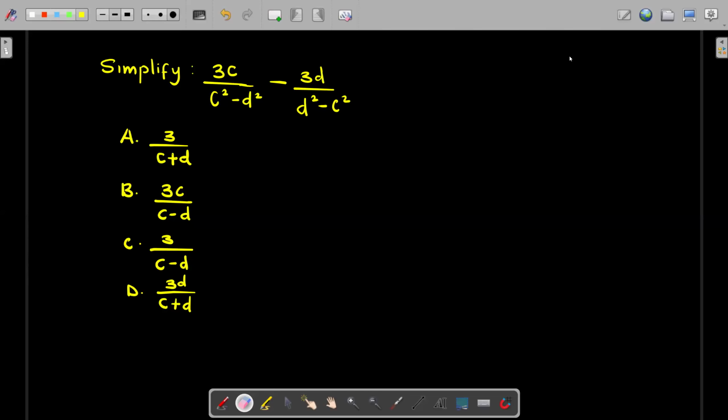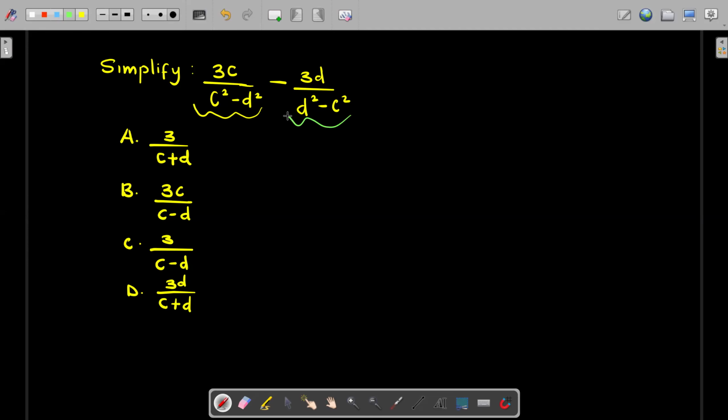Here is a simplification problem. We have 3c all over c squared minus d squared, minus 3d all over d squared minus c squared. I want to simplify this. Now, looking closely, you will see that this expression here is just the negative of this one.